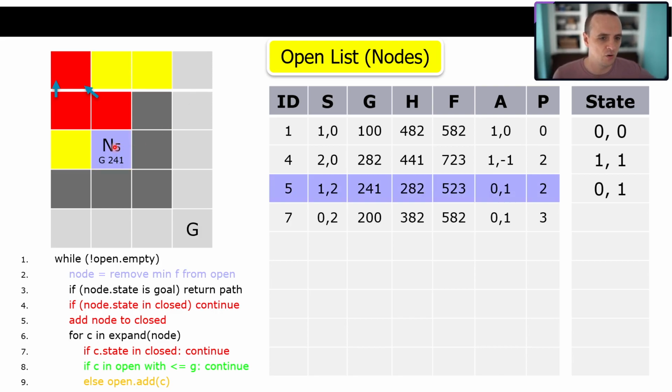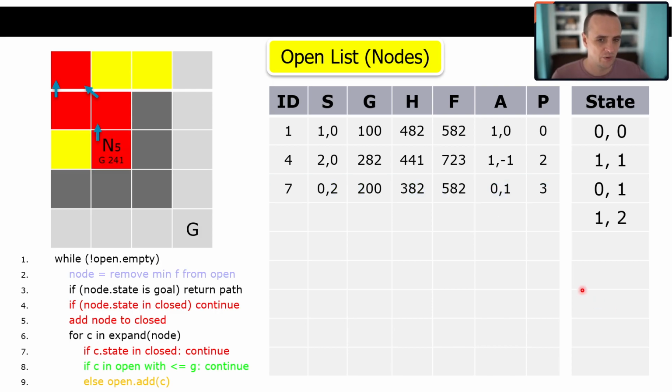So here's the next node with the lowest F cost, right? We look down through. This is the node with the lowest F cost. We're going to look at its children. So we add it to the closed list. We look at its children going around in a circle. We're going to say, okay, this child is already in the open list. Here it is with a lower G cost. So we don't add that one. And all of its other children are either in the closed list or they're blocked. And so we don't need to manually look at all the other children. Okay? So really nothing happened for that expansion.